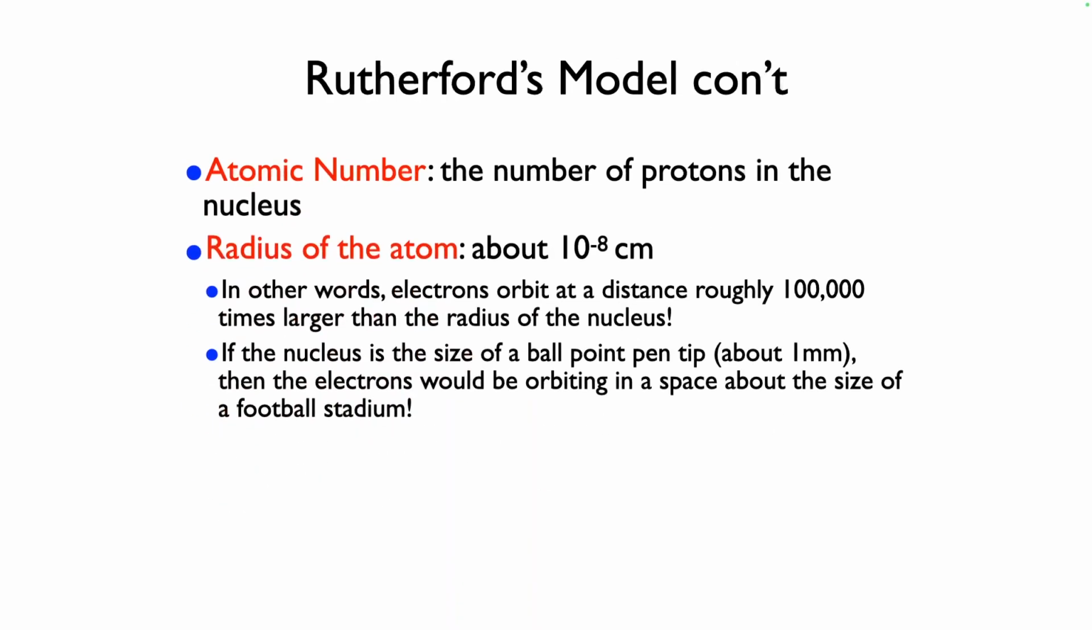Rutherford coins this phrase, this thing called the atomic number. This is going to be very important for us moving forward. The atomic number counts the number of protons in the nucleus. It's a way of keeping track. And he calculates how big these atoms should be, and realizes that atoms have a lot of empty space in them.